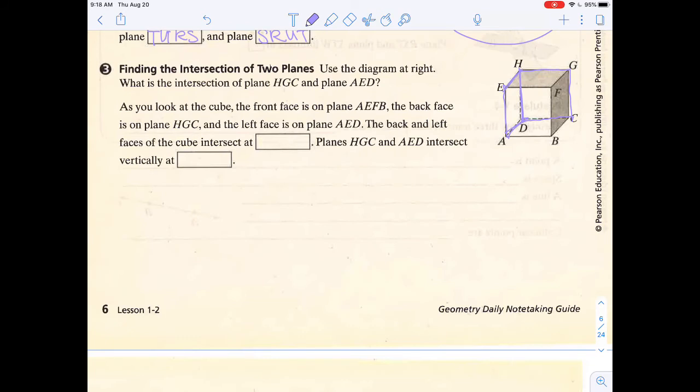Okay, the back left faces of the cube intersect at, these two intersect right here on HD. So that's a line, so we're going to say line HD. And we write line, we put 2 letters with the little arrows over it. So this says planes HGC and AED intersect vertically at line HD. So we said the same thing twice, basically.